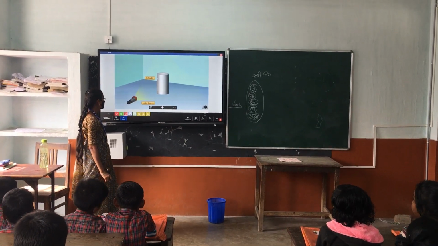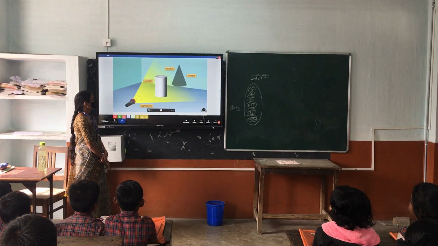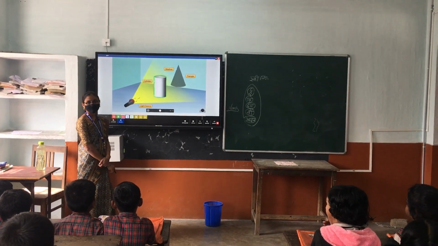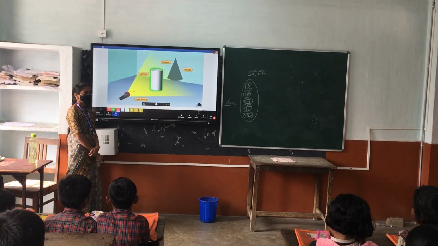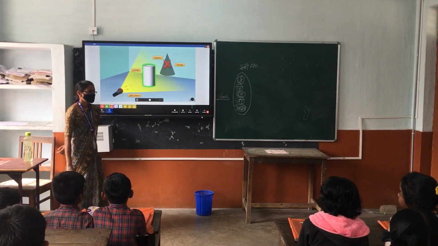Will a cylinder ever give us a triangular shadow? Since no outline of this cylinder is a triangle, it will never cast a triangular shadow.